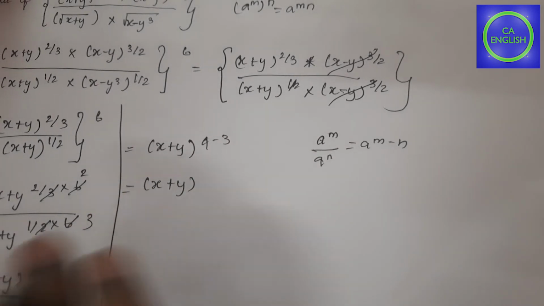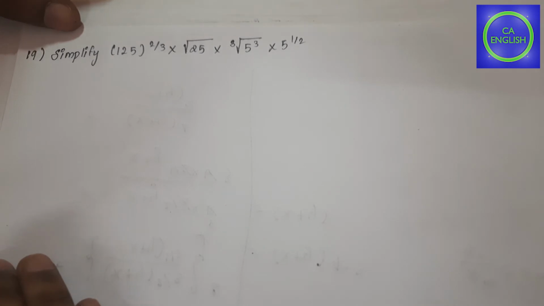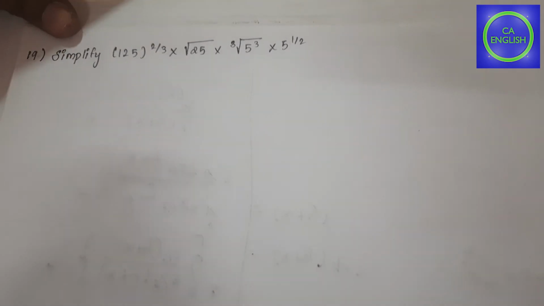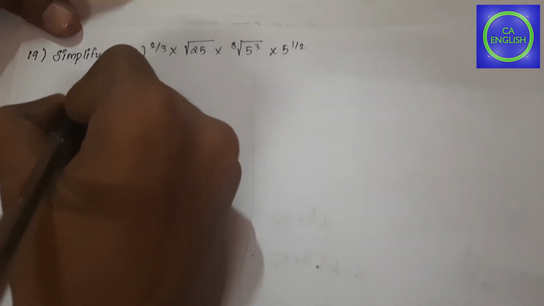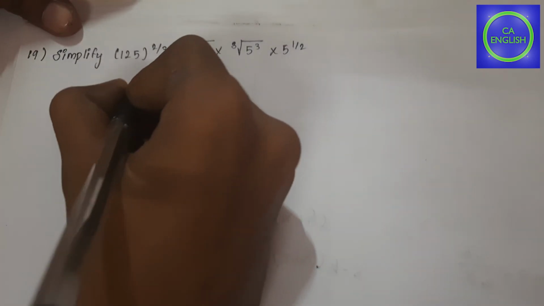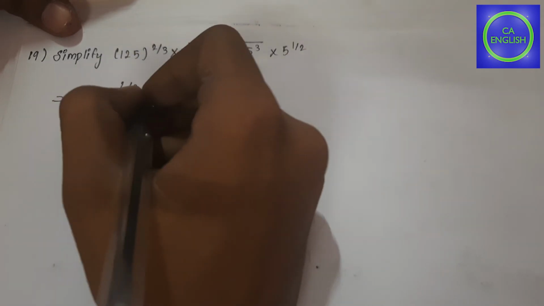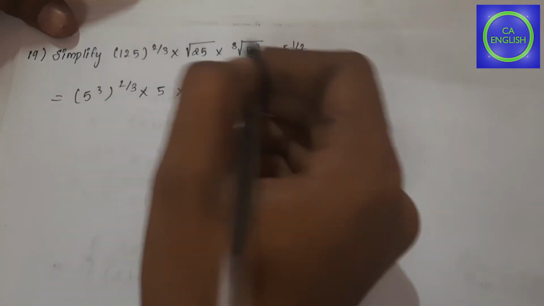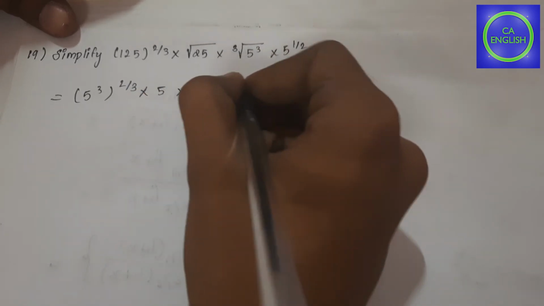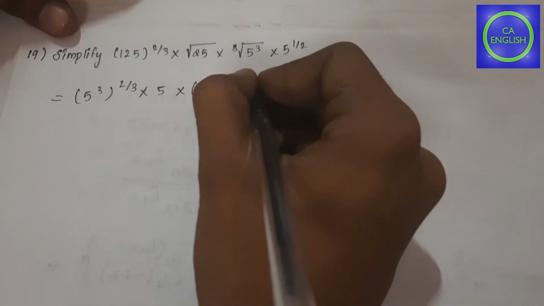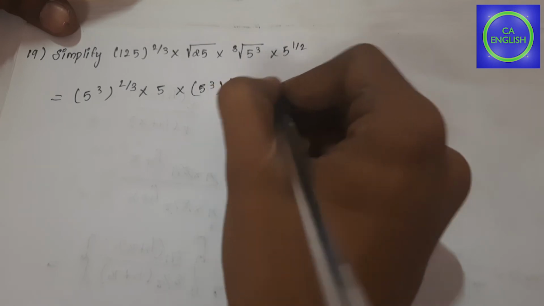Okay, that's it. 19th sum: simplify 125 power 2 by 3 into root 25 into cube root 5 cube into 5 power 1 by 2. We are going to simplify it as 5 cube the whole power 2 by 3 into, if we take root of 25, the answer will be 5. The value of cube root is 5 cube the whole power 1 by 3. Okay, we can take the cube root as 1 by 3. Next, 5 power 1 by 2.